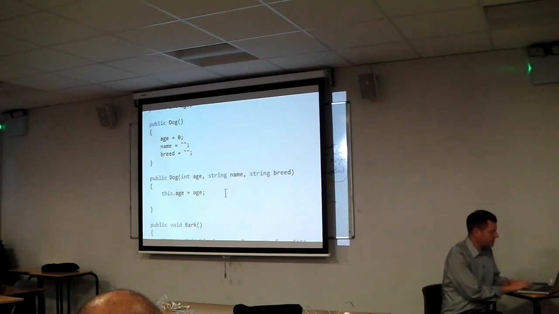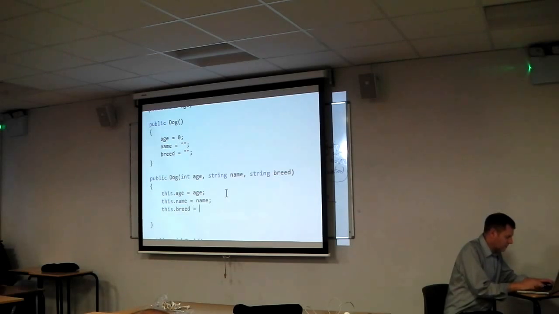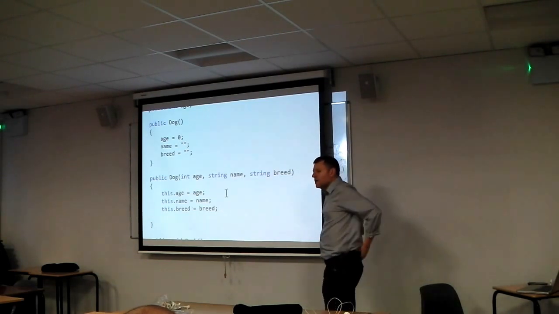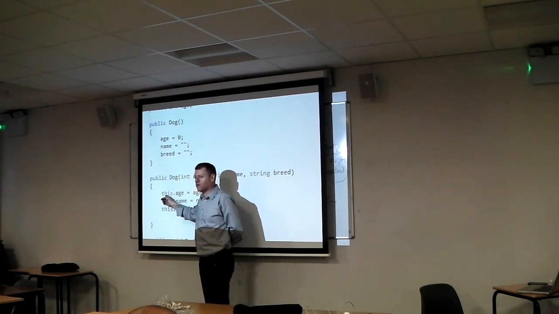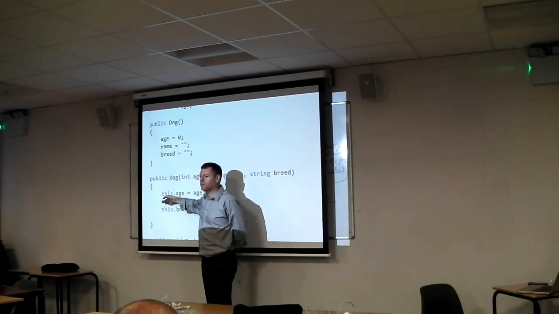This dot age equals age. This dot name equals name. This dot breed equals breed. That's more the C# way of doing it. Alright? So this is another keyword in C#, and what this means is the current guy. If we're talking about Misty, then this is Misty. If we're talking about Dory, then this is Dory. It's the current one. Right?